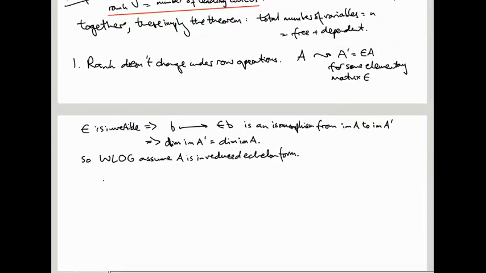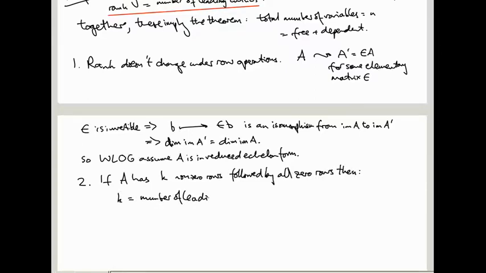Now if A is in reduced echelon form, then it has a bunch of non-zero rows. If A has k non-zero rows followed by all zero rows, then two things. First of all, k is the number of leading entries, because each non-zero row has a leading entry, and those are precisely the ones that have leading entries. Second of all, the system of equations AV equals B has a solution if and only if B_{k+1} equals B_{k+2} equals ... equals B_m equals 0.